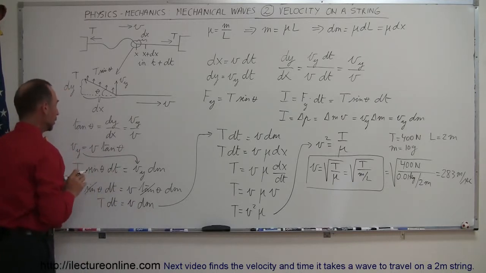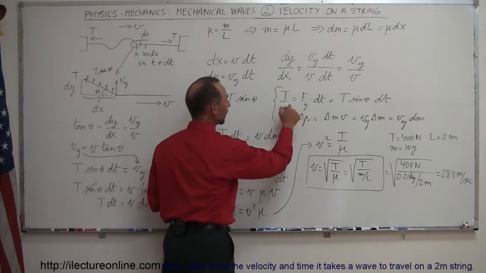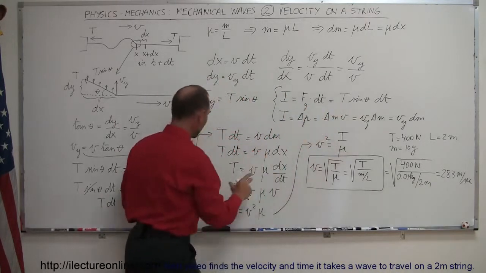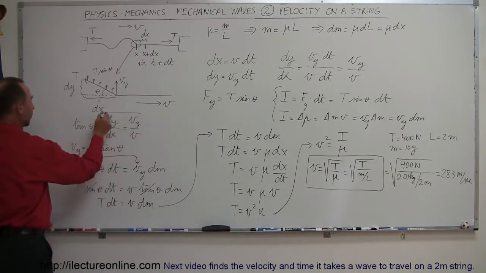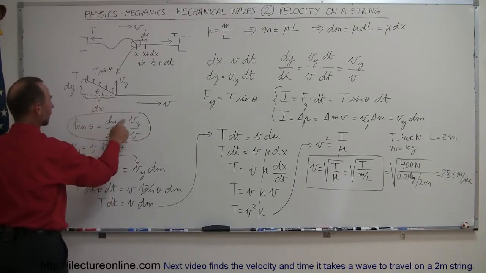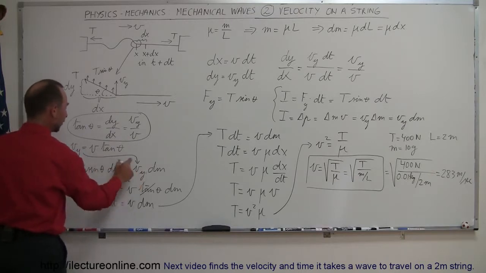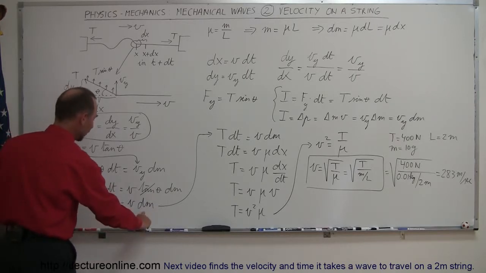Then we go ahead and use the concept of impulse. Impulse is force times time, or impulse is change in momentum. If we set those two equal to each other, we get this equation right here, and then realizing from this geometric relationship between the angle, the tangent of the angle, and the two velocities in the y and the x direction, we can replace the velocity in the y direction by that, and then we realize that the sine and the tangent cancel out. We then simplify this equation.